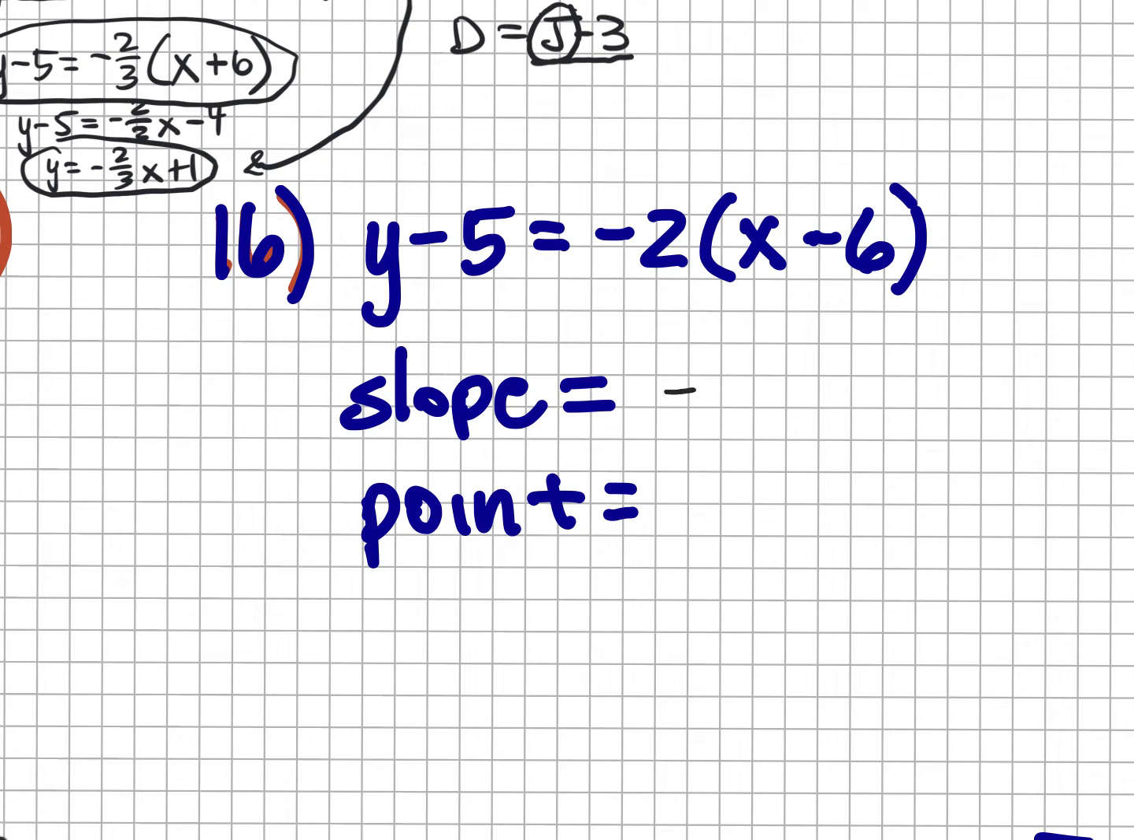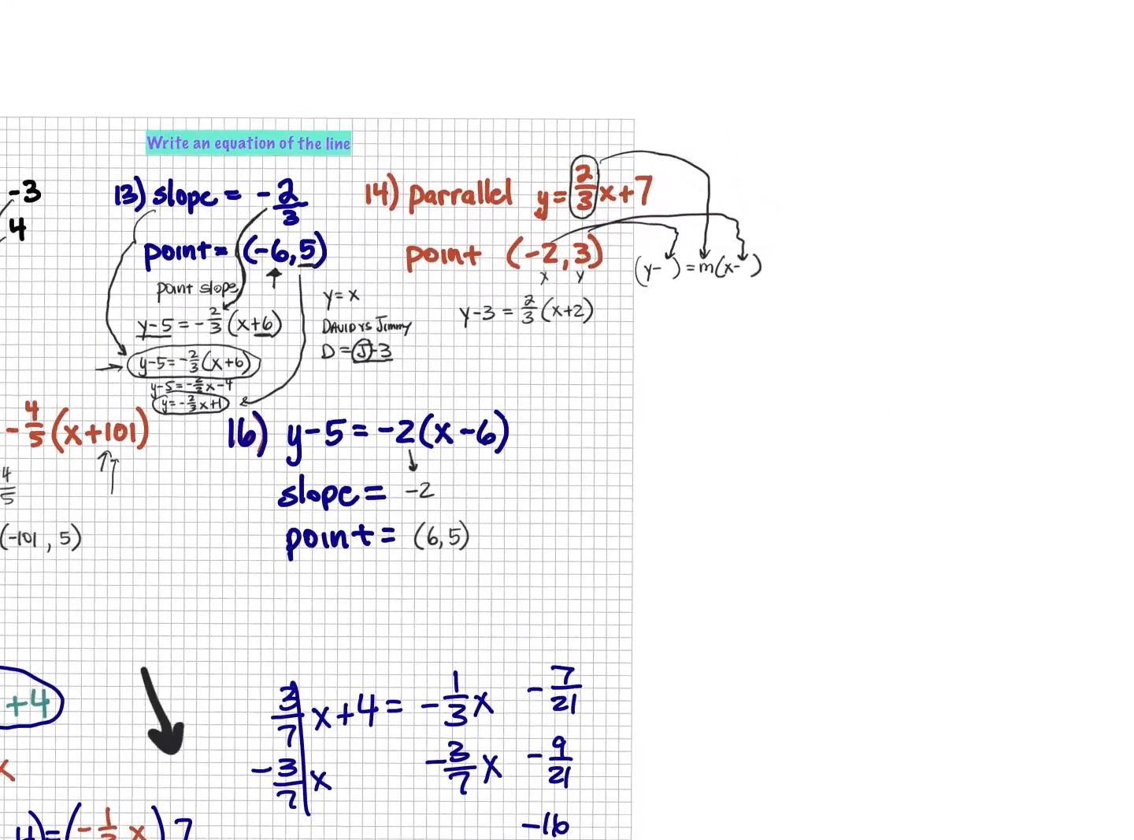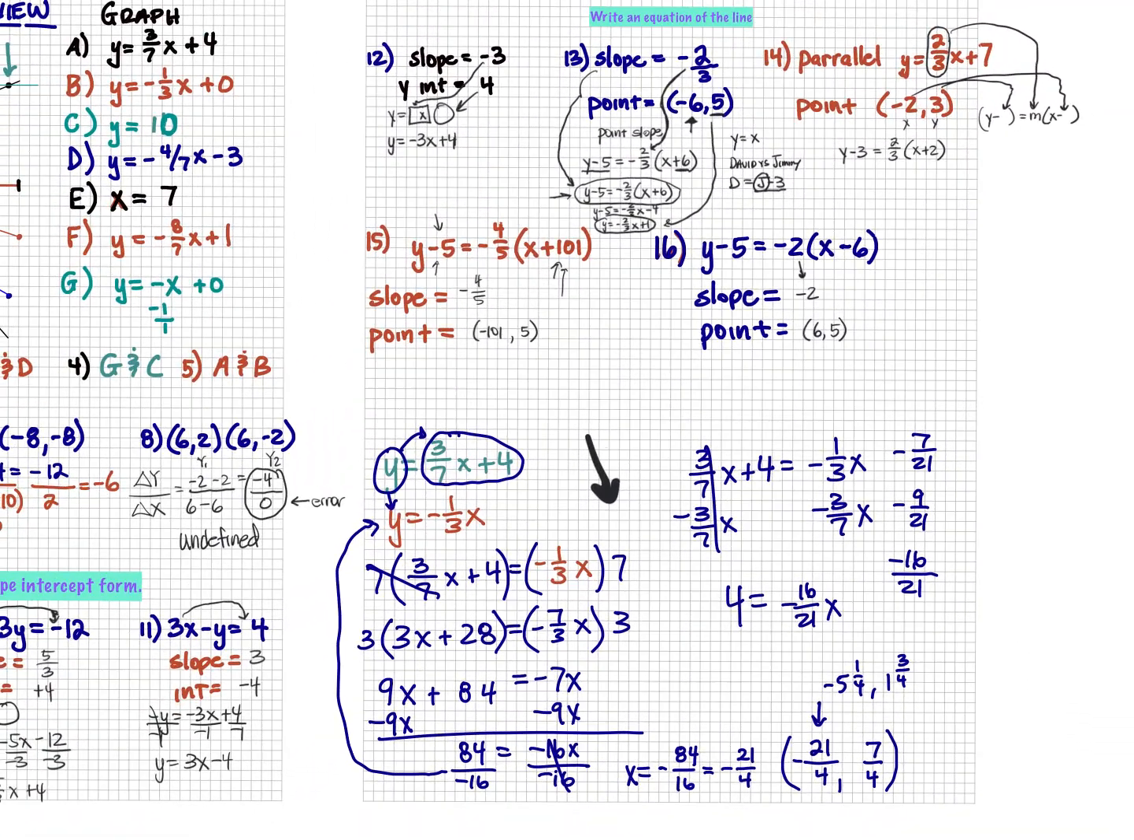Okay, let's see this one. The slope is negative 2, because that's the slope right there. And one point that this thing goes through is x is positive 6, and y is positive 5. All right, that's how quickly these can be done, and that's it.